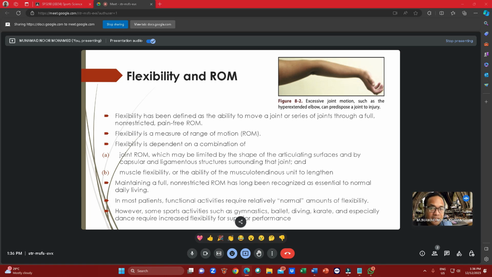Okay, so flexibility is a measurement of range of motion. If some of you can go through a lot more ROM, we are going to say that you are more flexible, and vice versa.